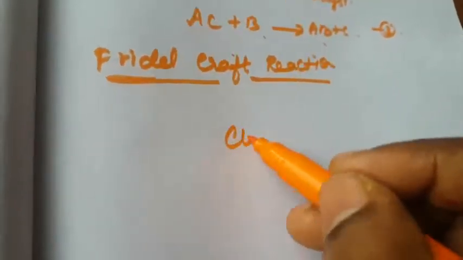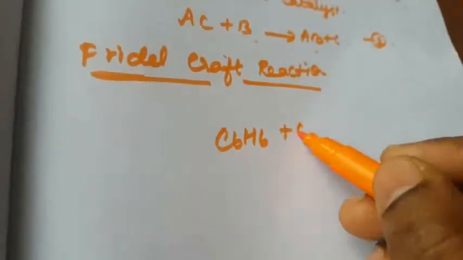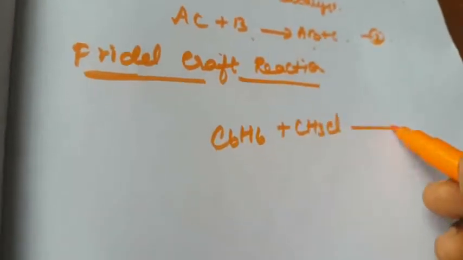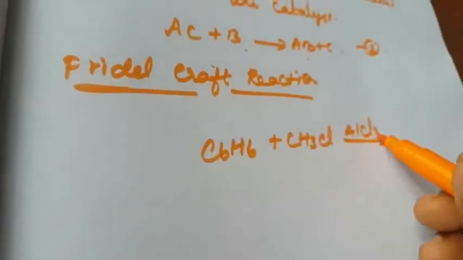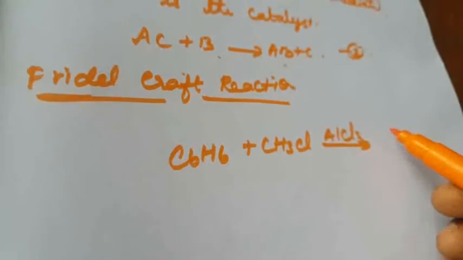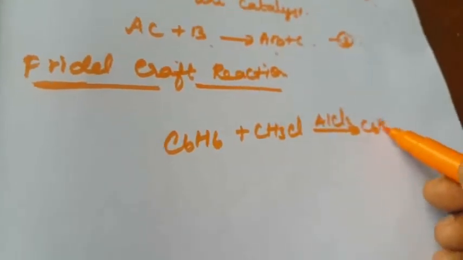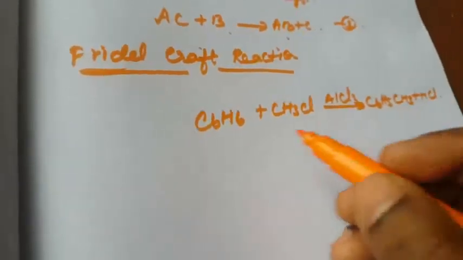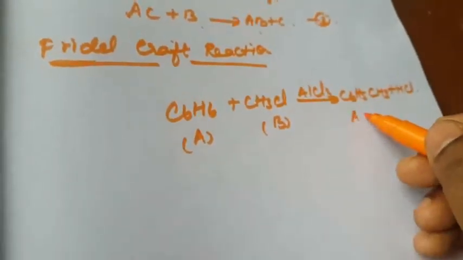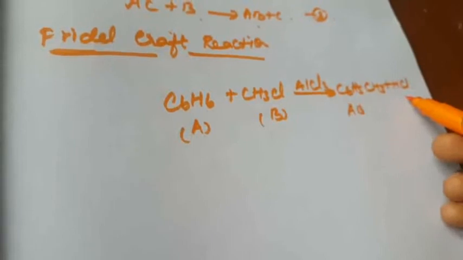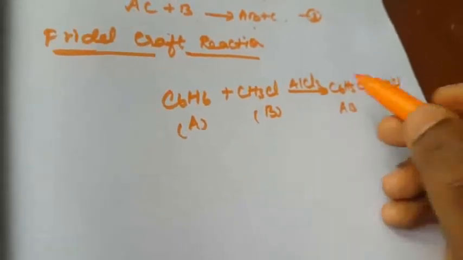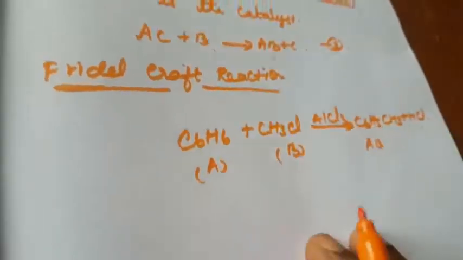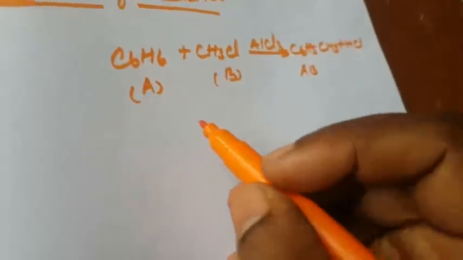Benzene C6H6 plus CH3Cl, with anhydrous aluminum chloride, forms C6H5CH3 plus HCl. Here this is A, this is B, this is AB, and this is aluminum chloride, the catalyst. Now, how can the action of the catalyst be explained?